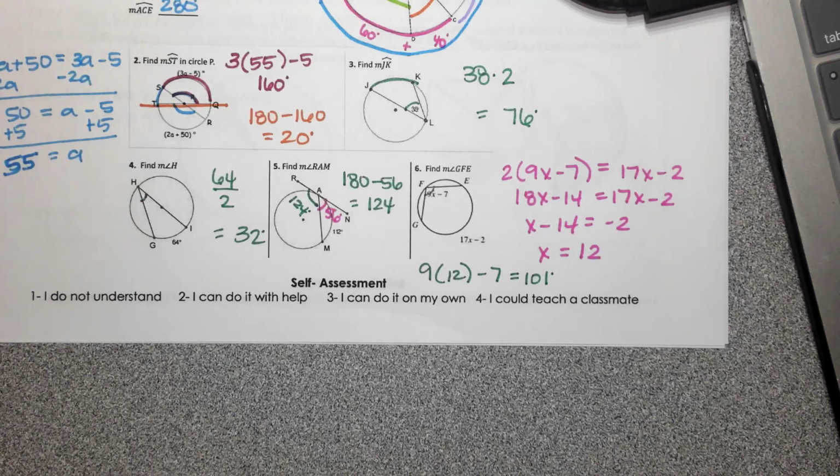Make sure, this is a notation thing, you don't have a degree symbol on this x, because this is not a degree, it's just a value of x. Once you know what x is, you can plug it in for x. So 9 times 12 is 108, minus 7 was 101. That one does need a degree symbol, because we're talking number of degrees.